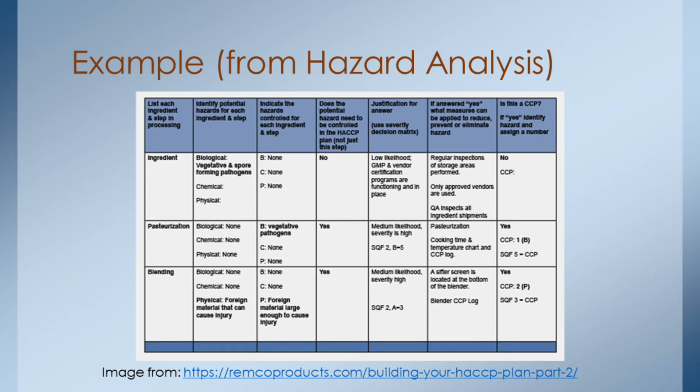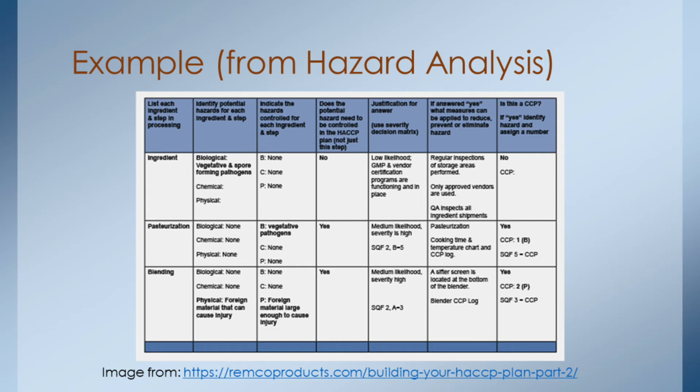You might give some reasoning for it, like is it likely to occur? Has it happened in the past? Is there scientific proof, or is there regulation that mandates this sort of control? And then from there, you make your decision using that decision tree, whether or not it's a CCP, and you just mark it accordingly.